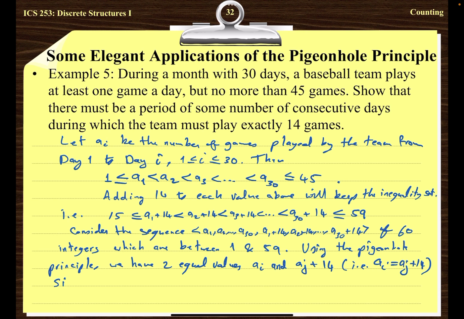طيب since now who's gonna tell me AI minus AJ represents, who's gonna tell me what does this number represent? What does it represent? We know it's equal to 14. Like, what does it represent? That's a sequence of days. That's exactly 14 days. هو between the number of days between J and I.